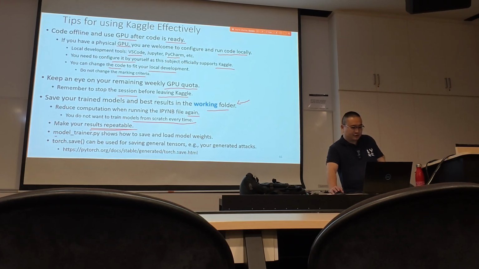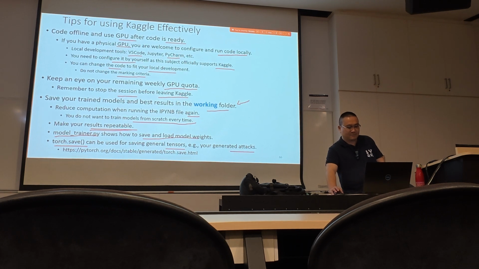And in the model trainer document, we actually provide the code to save and load the models. In that one, you will see specific examples. You can basically use the torch.save API to save the model weights. This can also be used to save general answers in a text file. And you can find more about the API on this website.